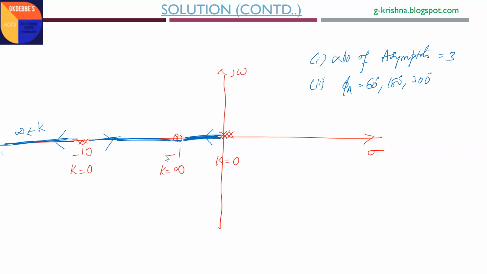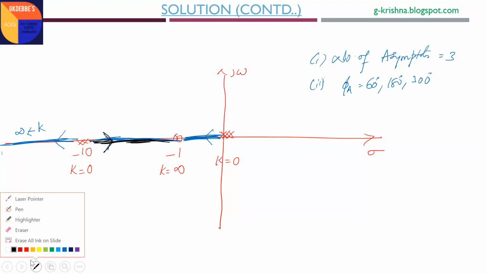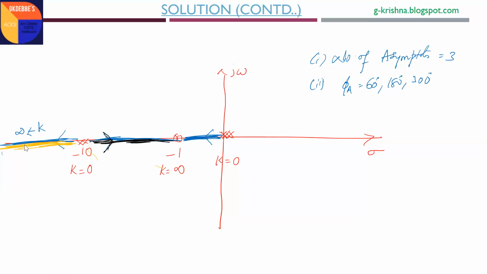Let me show them with different colors for you. So this is one branch, which I already showed with blue color. Second branch will be this one, black color. The third branch will be this one, minus 10 to minus 3. The remaining 2 branches will break at the origin only and terminate with angles of 60 degrees and 300 degrees, in parallel with the asymptotic angles.